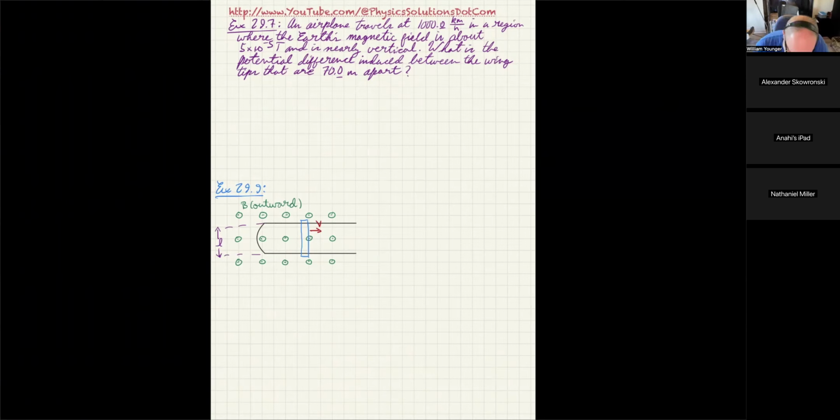But 29.7 says an airplane travels at 1,000 kilometers per hour in a region where the Earth's magnetic field is about 5 times 10 to the negative fifth Tesla and is nearly vertical. What is the potential difference induced between the wing tips that are 70.0 meters apart?